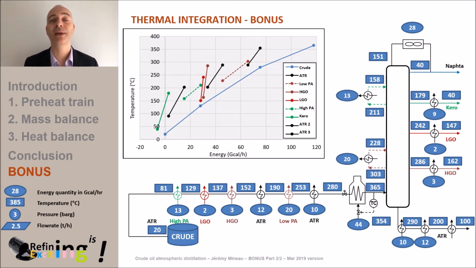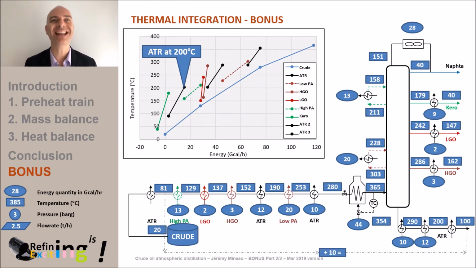Then, the atmospheric residue becomes again the best candidate since it is available at a temperature of 200 degrees C. The crude is preheated to 81 degrees C. So, to keep a thermal approach of 10 degrees C, this means that the atmospheric residue outlet temperature shall be 81 plus 10 equals 91 degrees C. And that corresponds to a duty of 13 gigacalories per hour. This also corresponds to a crude inlet temperature in this exchanger of 30 degrees C. Note that the atmospheric residue will therefore be stored at a temperature of 91 degrees C, which is suitable to prevent it from solidifying in its storage tank.